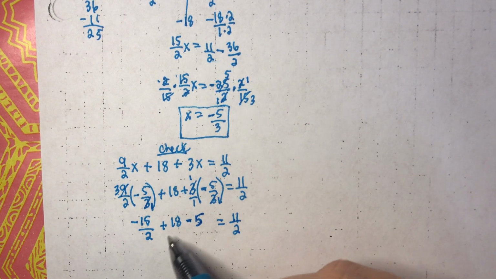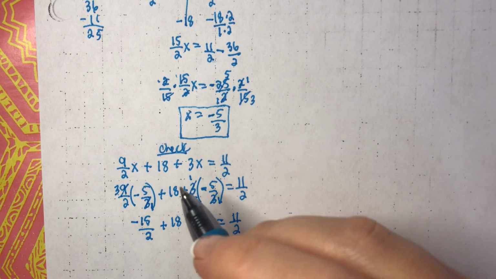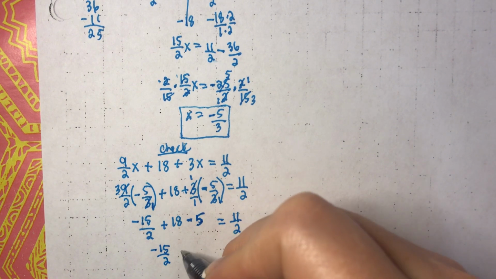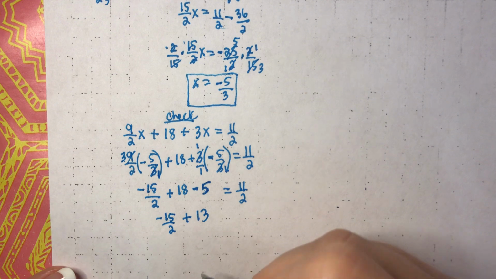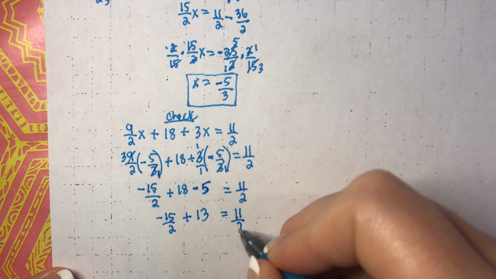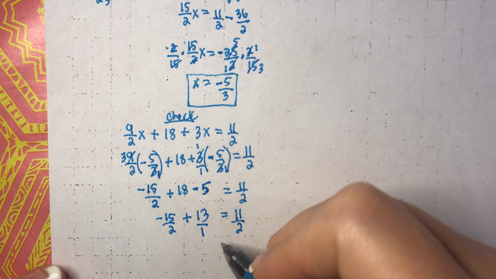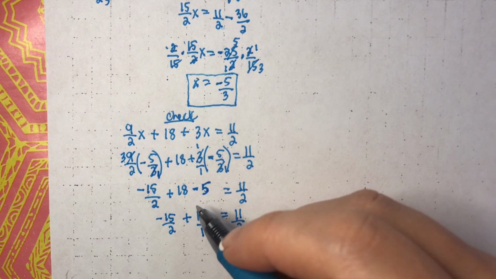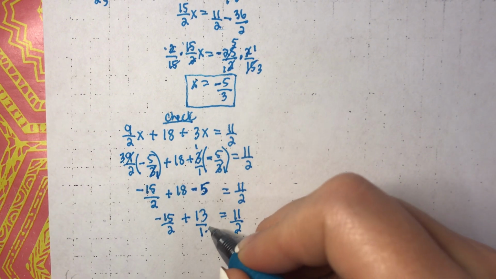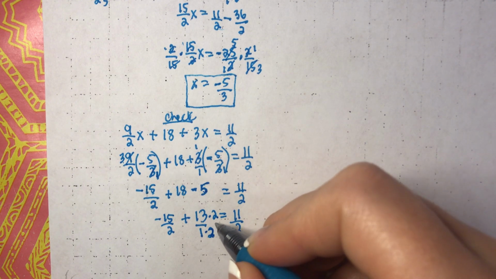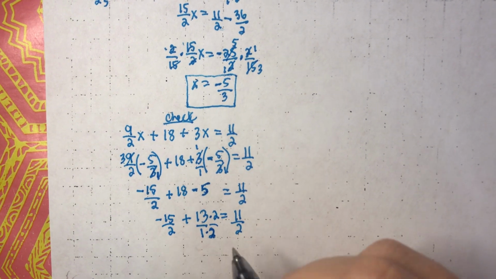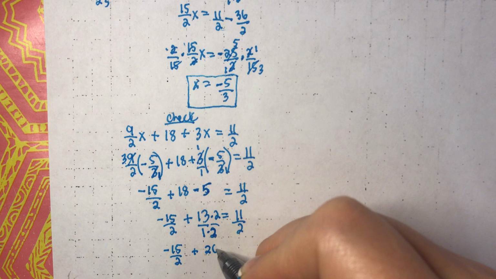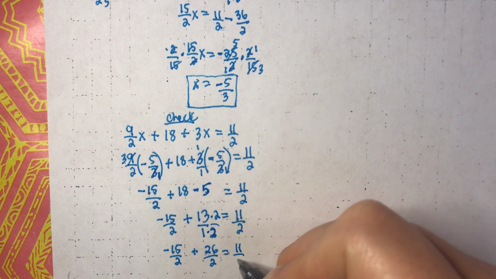All right, so here, let's just go ahead and simplify these numbers. 18 minus 5 is 13. So I'm going to rewrite this. And then we need to make this 13 a fraction, so we're going to make it 13 over 1. And then we need to add the fractions, but we need a common denominator. So between 1 and 2, we need our common denominator to be 2. So we're going to multiply the bottom and the top by 2. And we get negative 15 over 2 plus 13 times 2 is 26 over 2 equals 11 over 2.